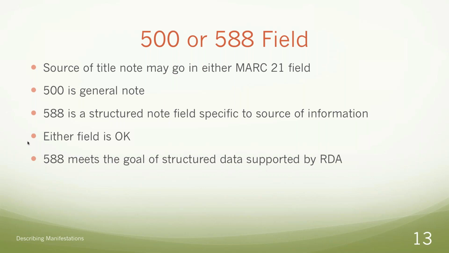And one of the things that RDA is supporting and moving toward is structured data, so that as we move into the semantic web world, our data that we take out of MARC into, let's say, BIBFRAME, can be more succinctly defined. So a 588 field in that sense is something that would be preferred because it's easily identifiable by the computer as to what it is.